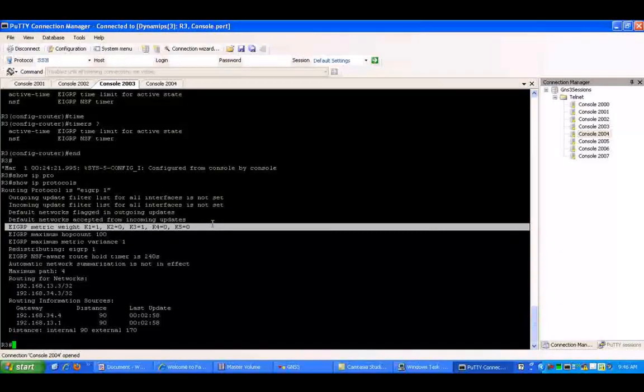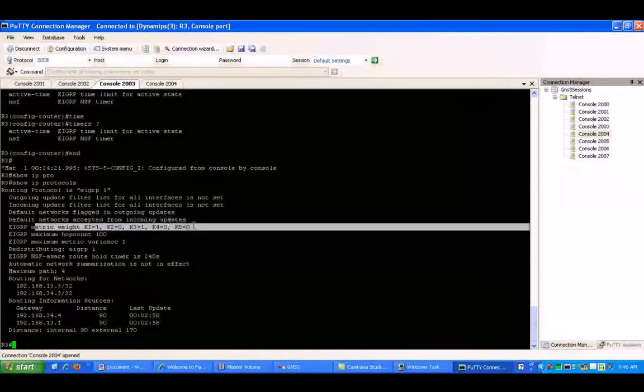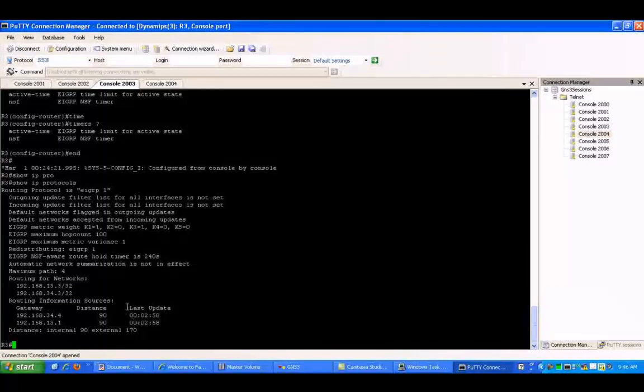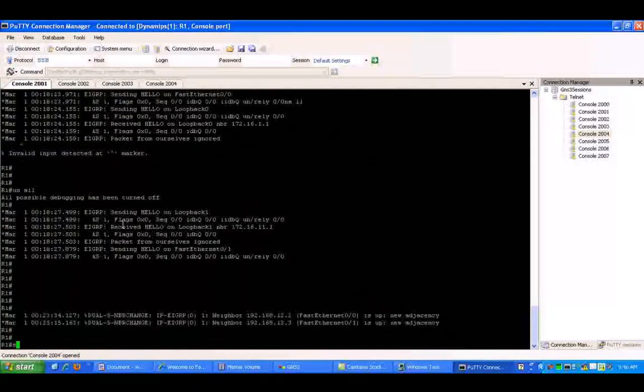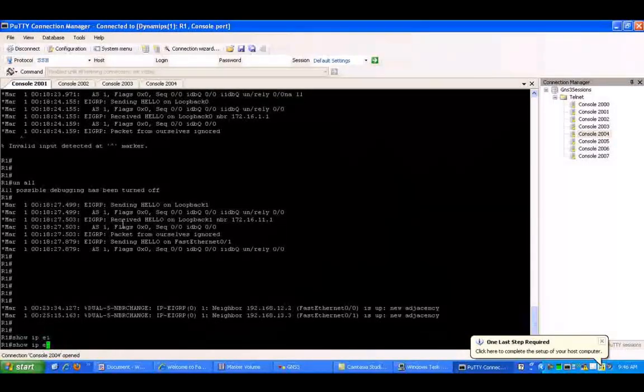Another thing with the EIGRP metric, it uses by default K1 and K3, which are bandwidth and delay. You can manipulate these metrics as well. And what we will do in a second is show you how EIGRP calculates the metric. If I go to router 1, I should be fully converged by now. EIGRP has been configured on all the routers.